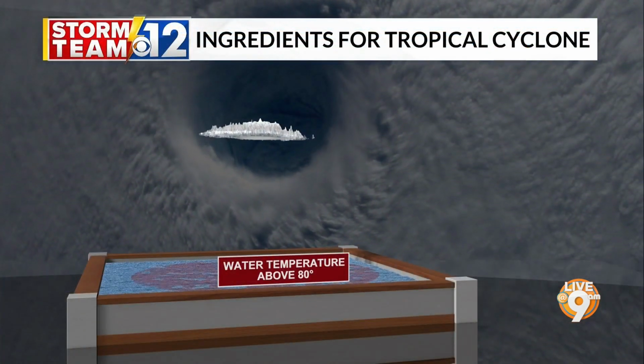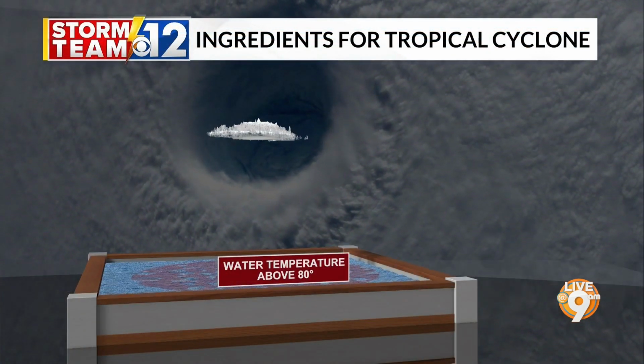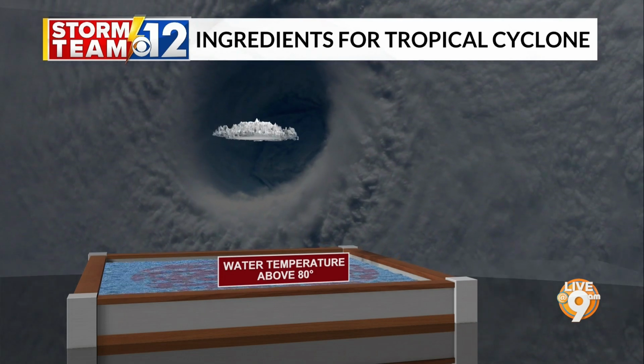We're going to keep talking tropics because, of course, we're getting close to that peak time for hurricane season. So we do want to break down some more details of the tropics. And starting with that, what ingredients are necessary for a tropical cyclone to form?